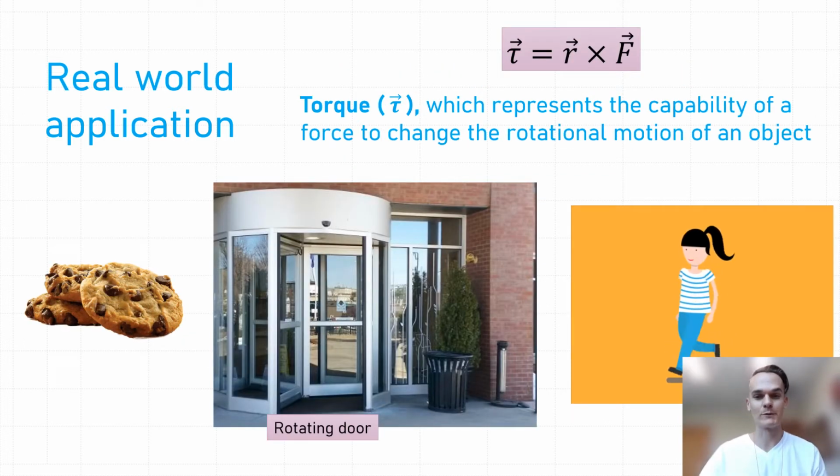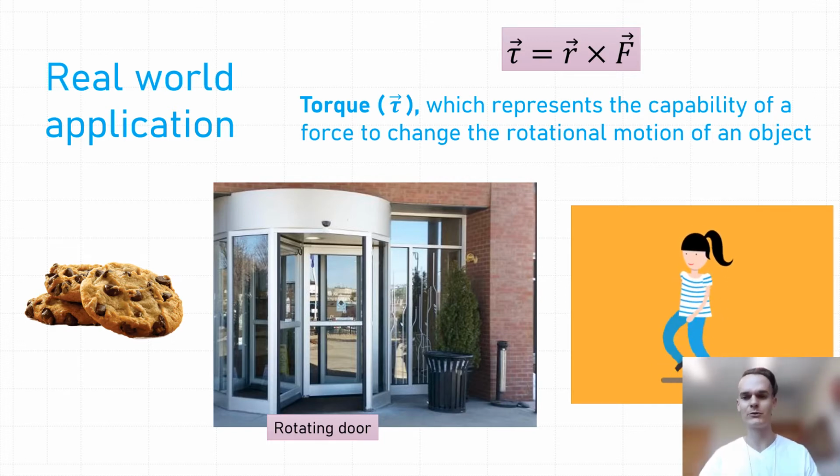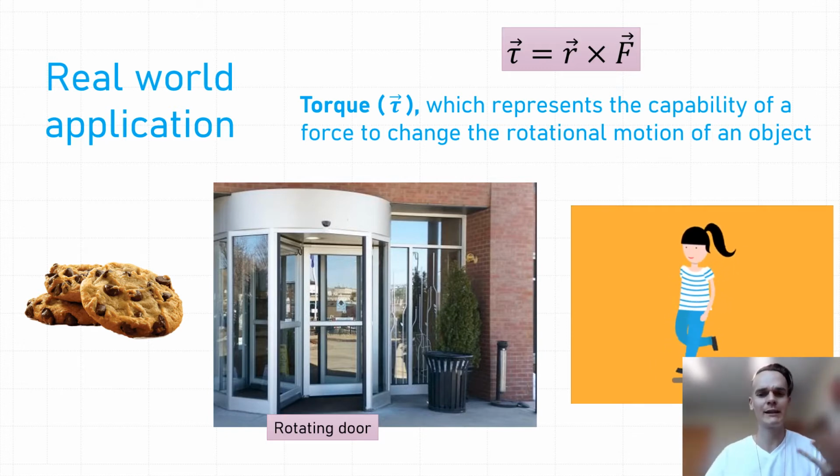For our example, let's say you're walking through the mall and you see an amazing cookie store with a cookie oven right by the window, and you're just dying to get one of those freshly baked cookies. The only problem is this cookie store has an old-fashioned rotating door.